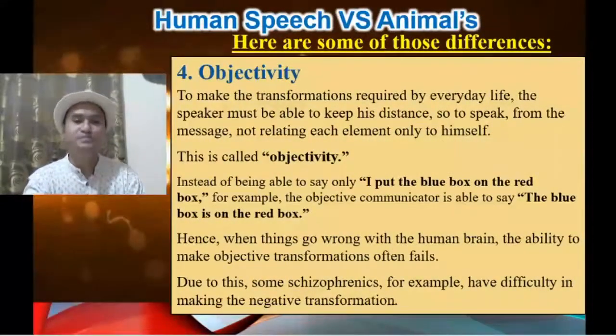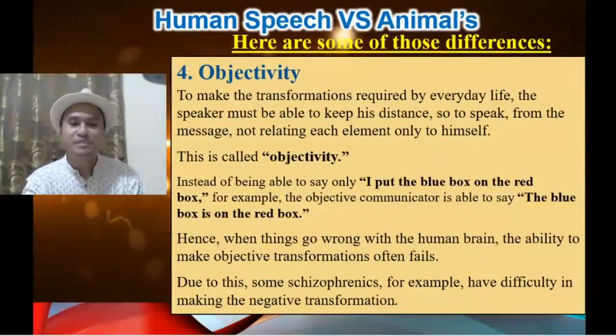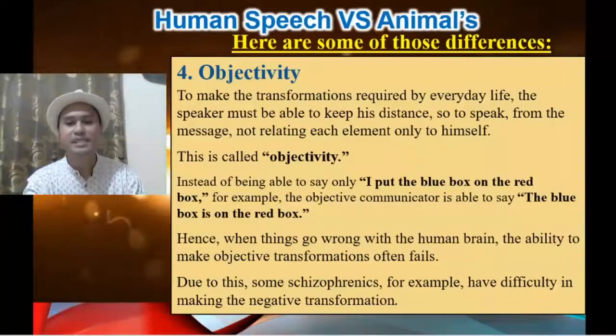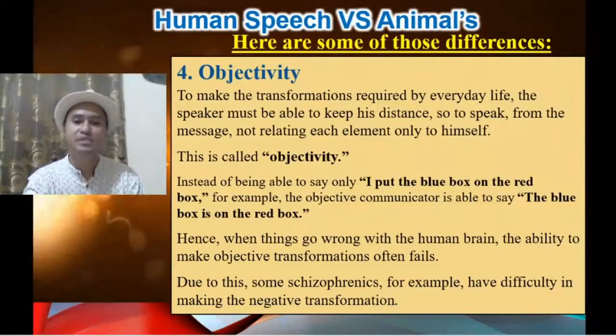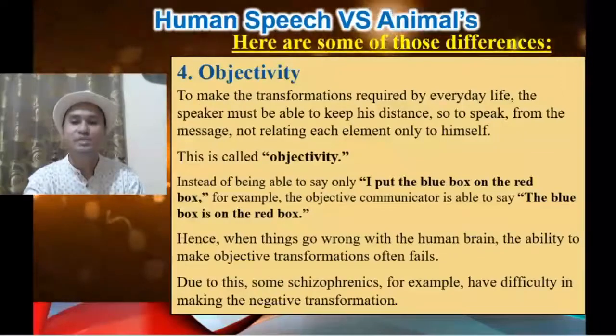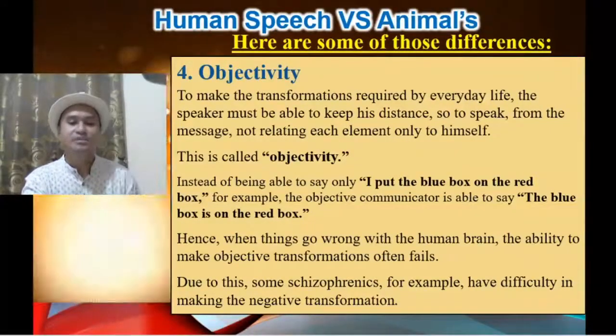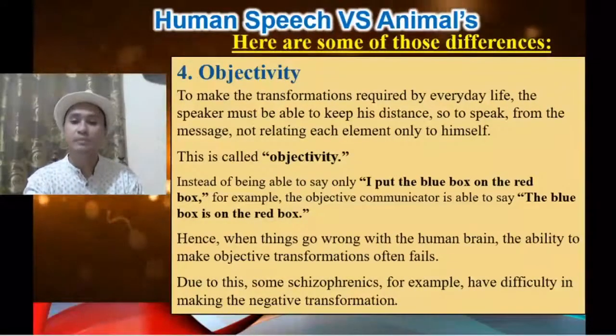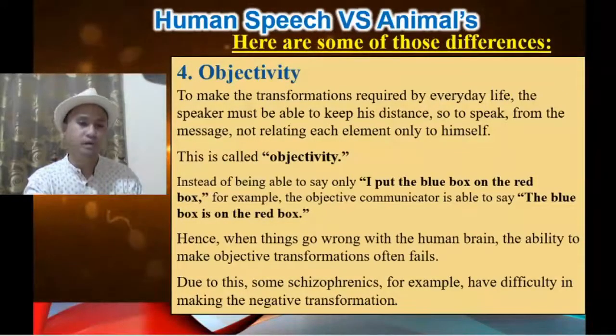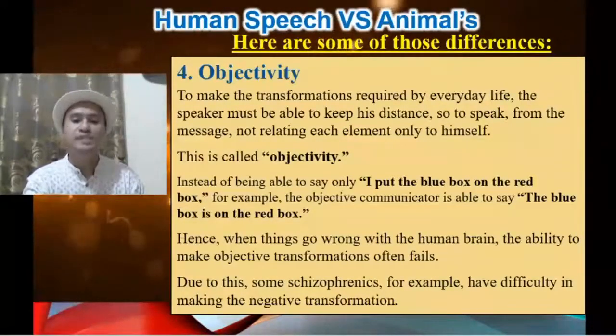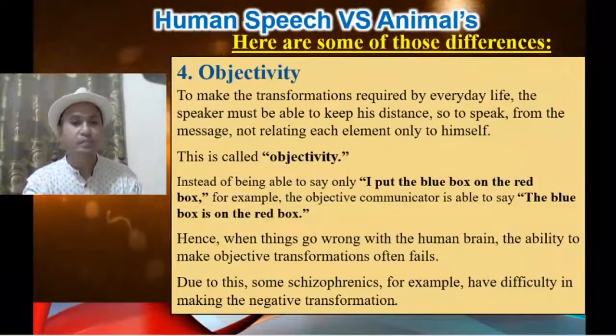Number 4, objectivity. To make the transformations required by everyday life, the speaker must be able to keep his distance, so to speak, from the message, not relating each element only to himself. This is called objectivity. Instead of being able to say only, I put the blue box on the red box, for example, the objective communicator is able to say the blue box is on the red box.